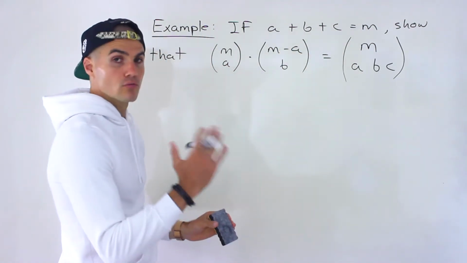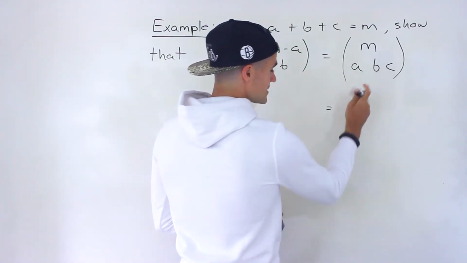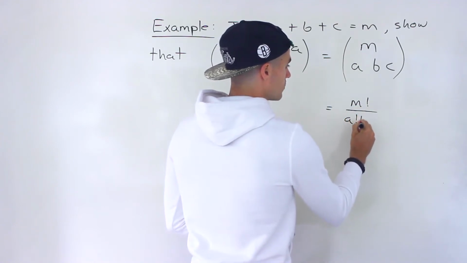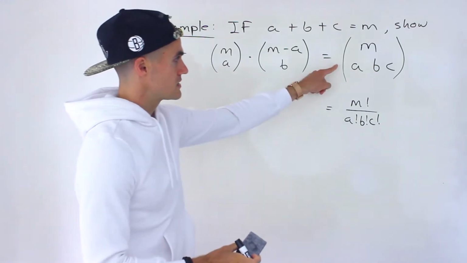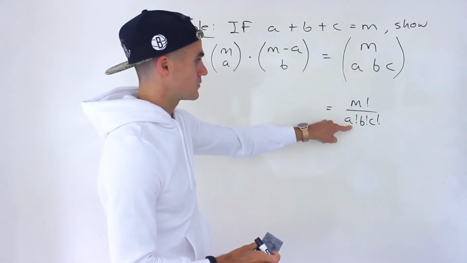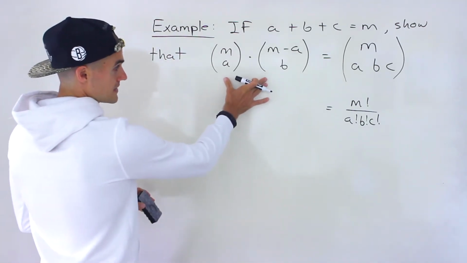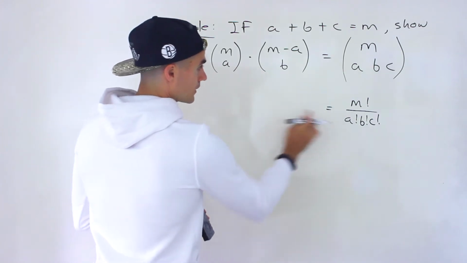And we know from previous videos, that multinomial formula, that this here is equal to m factorial over a factorial, b factorial, c factorial. This right side is equal to that. And so what we have to do is work with these two combinations, and show that they're going to equal this.